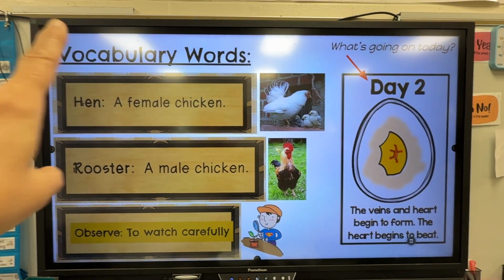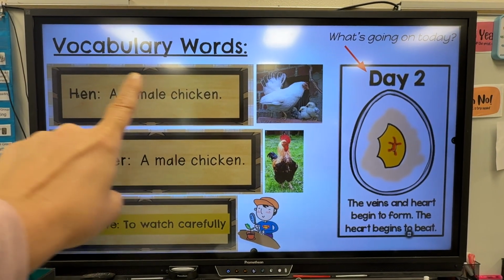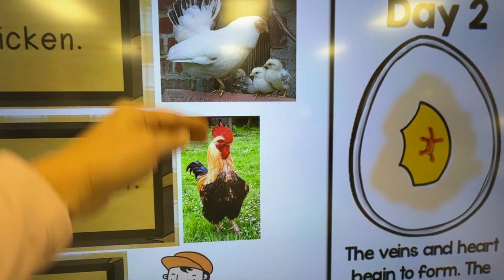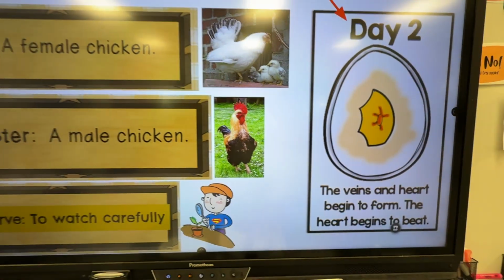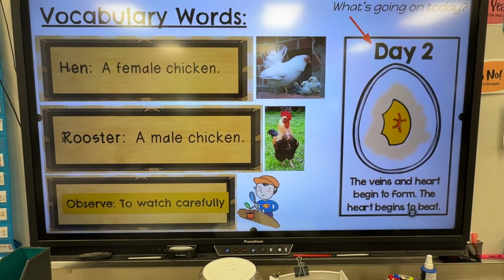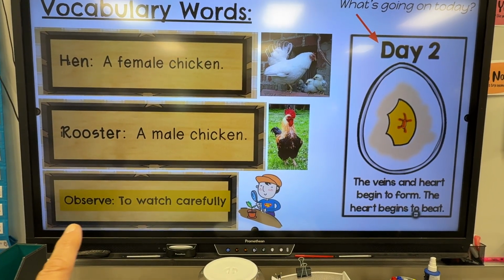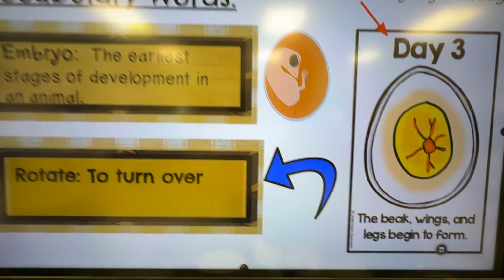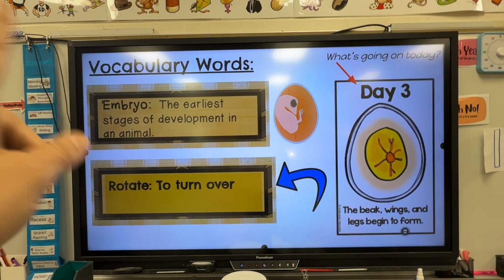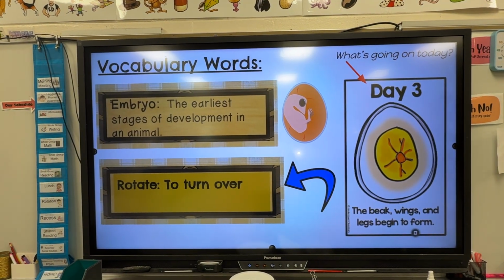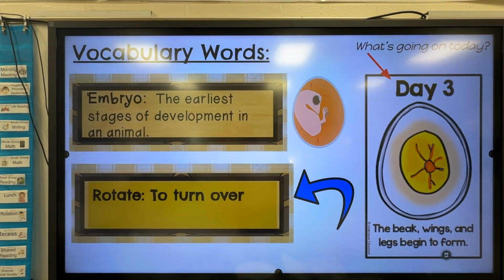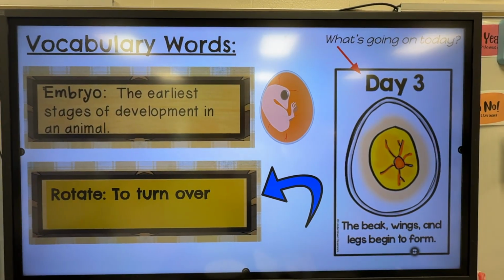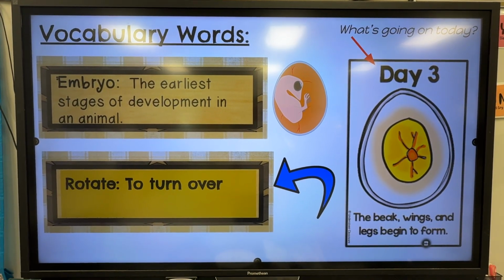On day 2, we learned that the name for a female chicken is hen, and the name for a male chicken is rooster. We talked about the size difference and what their bodies look like and their jobs. Even their personalities are different. We also talked about a great word, observe, and that's what we've done all year long with different science experiments that we have had. We have made lots of observations of development. Embryo is the earliest stages of development in an animal. That's what you call any animal who is already beginning to grow and already living inside their space before they either hatch or are born.